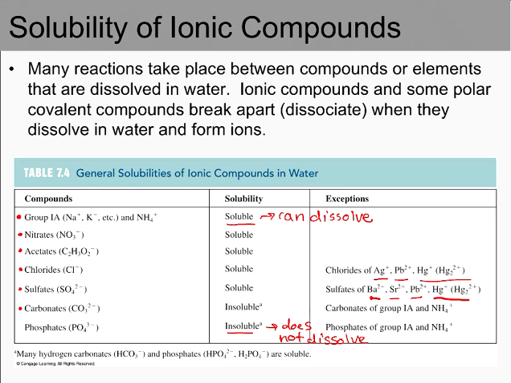And then carbonates are generally insoluble. So if something is bonded to CO3, the polyatomic ion carbonate, then it's typically going to form a solid in solution unless that carbonate is bonded to something that is always going to dissolve, like the ammonium ion or group 1A metals. So those are the exceptions. If carbonates are bonded to a group 1A metal or the ammonium ion, then it will dissolve in solution because those two categories are always soluble. And then phosphates are generally insoluble as well, unless, again, they're bonded to something that is always soluble, like a group 1A metal or the ammonium ion.